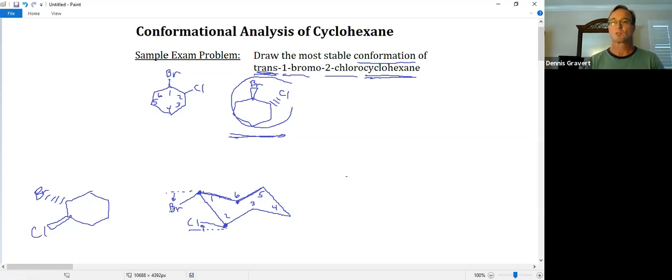Now, these two drawings are more similar to each other. I don't know if you can do this in your head, but if you go to the other side of the computer screen and view this, I know that's not easy to do, the chlorine will actually be coming out towards you. The bromine will be going away if you're on the other side of the screen. This places both groups equatorial, and that's where the bulkiest groups should go if you want the most stable conformation. And we do. We're done. Okay, that wasn't too bad.